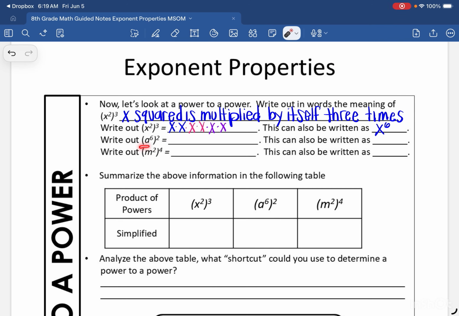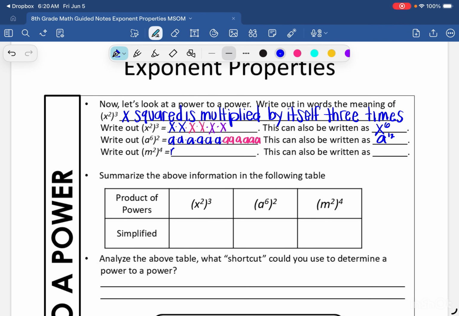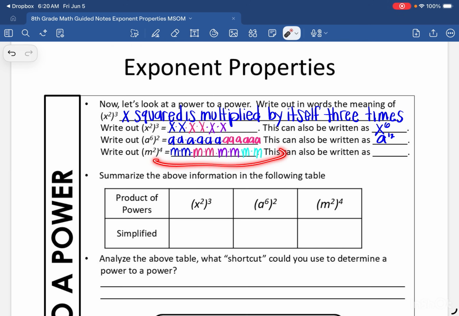Write out a to the 6th squared. So I have a to the 6 once times a to the 6 one more time. This can also be written as a, and I have 12 a's there, so a to the 12th. Write out m squared 4 times. So I have m squared once, m squared twice, m squared 3 times, m squared 4 times. This can also be written as m to the 8th.